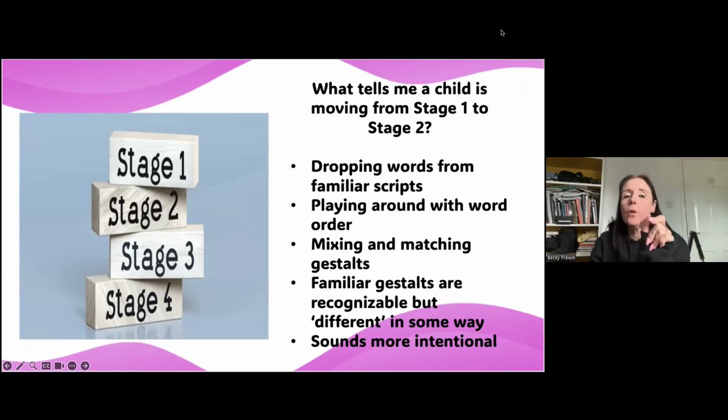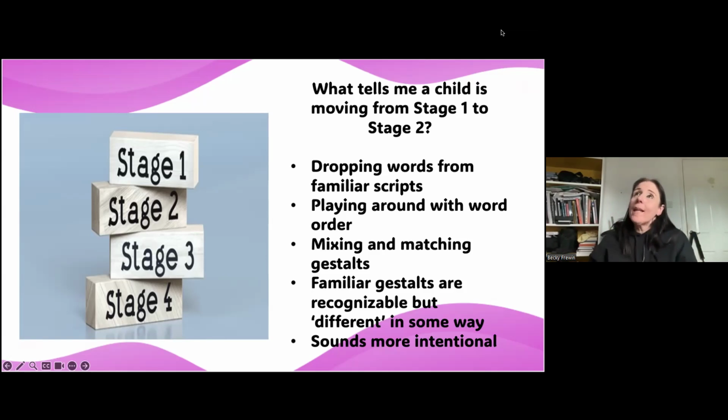So I think if you notice that children are perhaps dropping words from familiar scripts, that can be a key that they're starting to not stick to them in such a purist kind of way. Playing around with the word order, so maybe getting brave and shuffling a few things about, starting that mix and match cycle.